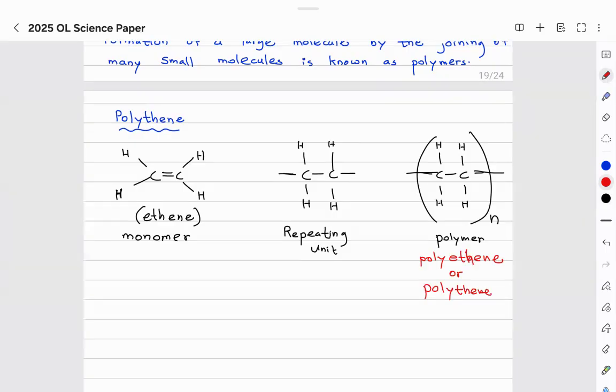Let's discuss other examples in the theory revision. We will discuss PVC, polyvinyl chloride, and polytetrafluoroethene, Teflon. We also have natural polymers. You know that rubber, protein, DNA, starch, cellulose, RNA are natural polymers. Under the theory revision, I'll discuss these polymers in detail. That is a very interesting lesson.